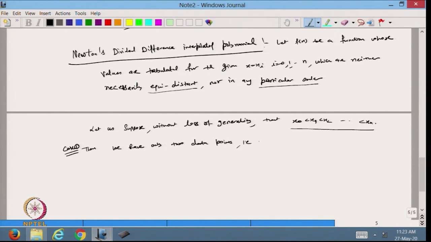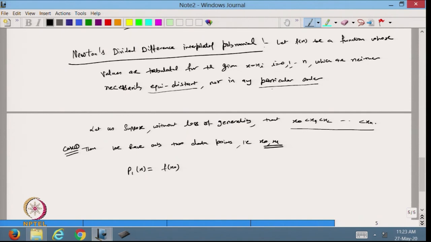That is x0 and x1. So this is x0 and x1. So I have only two data points. So in that case, I will write my interpolating polynomial, that is p1(x). So in the p1(x), what we do? We write f at x0, whatever the value is given to me, because this value is given.